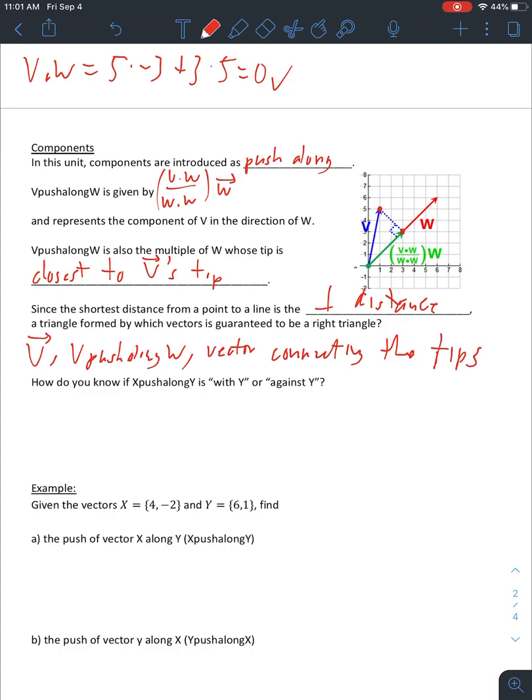How do you know if the push along is with y or against y? This is very easy. If the dot product is greater than 0, it's with. I should be using x and y, huh? So if x dot y is greater than 0, it's with. If x dot y is less than 0, it's against.